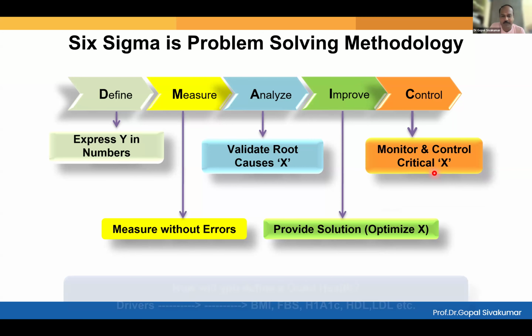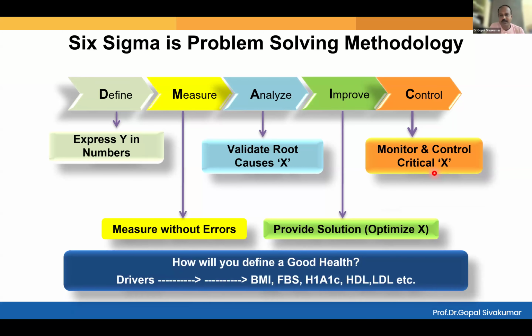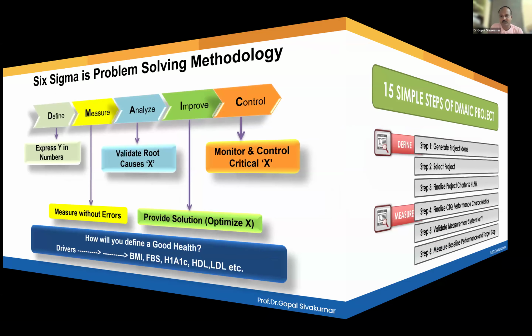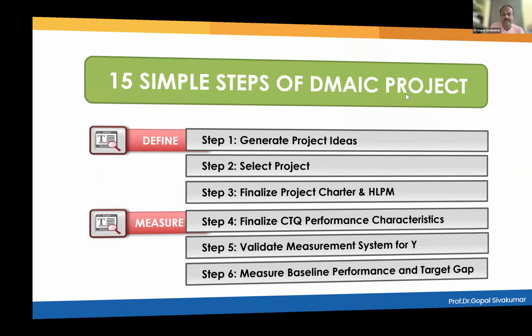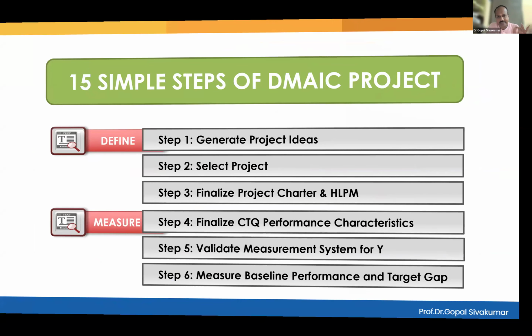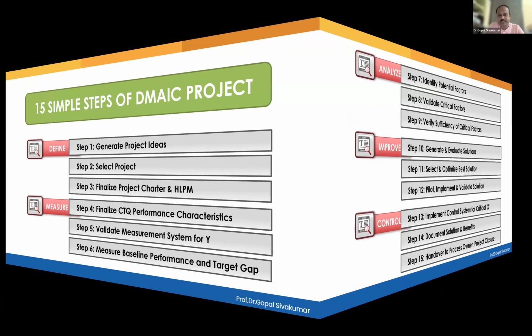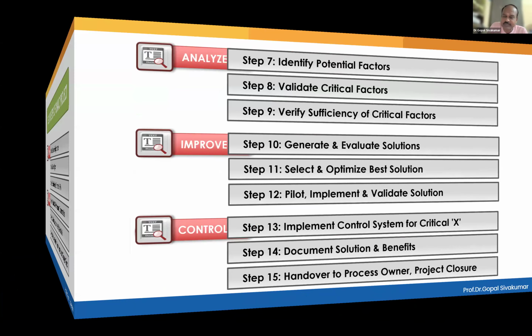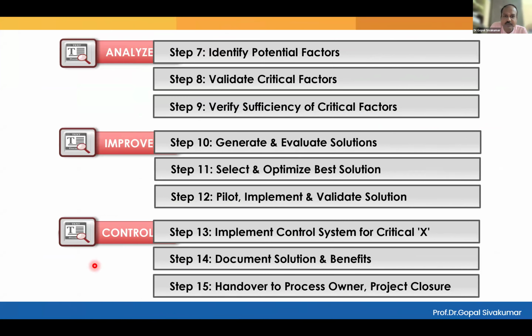All right, so how are you going to master this? You are going to master this by learning all these phases step by step. Every phase of the Six Sigma methodology is divided into 3 simple steps. Define phase, 3 steps. Measure phase, 3 steps. Same manner, analyze 3 steps, improve 3 steps, control 3 steps. Totally how many steps? 15 simple steps. Hereafter, all my sessions will be teaching you step by step.